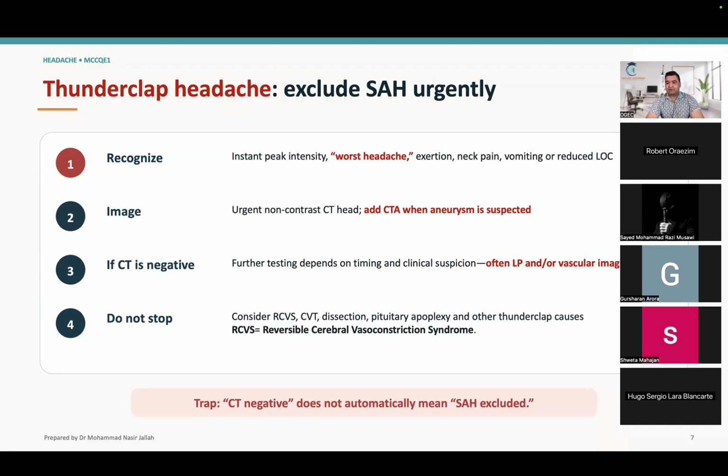Exertion, neck pain, vomiting, or reduced level of consciousness. Image this patient with an urgent non-contrast CT scan of the head, and CTA when aneurysm is suspected. If you're suspecting aneurysm, then CTA. If the CT scan is negative, further testing depends on the timing and clinical suspicion, often the LP or vascular imaging.